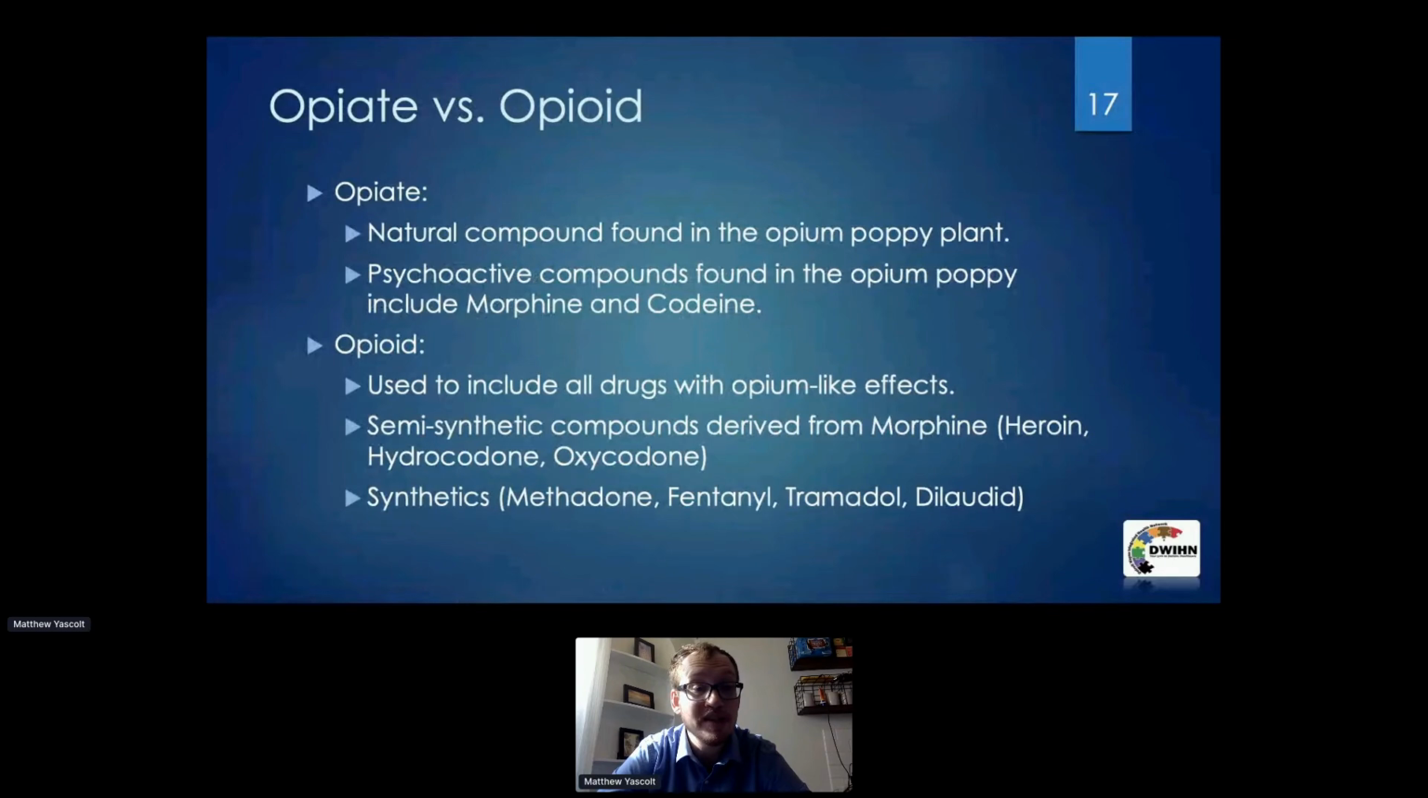So what's an opiate and what's an opioid? An opiate is the natural compound found in the opium poppy plant. An opioid is anything that's then been synthetically derived. So even heroin is not an opiate, it's an opioid because it's been processed from that poppy plant.